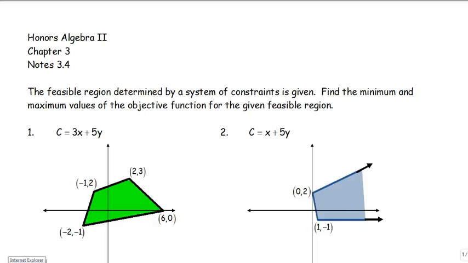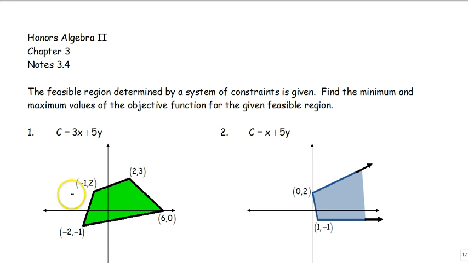Alright guys, we're starting the last lesson before we have our Chapter 3 test. This is all about having a region defined by a bunch of constraints, which, if you think about it, is like when we were doing inequalities yesterday. I gave you a system of inequalities, and we found the solution that we wanted to look at.